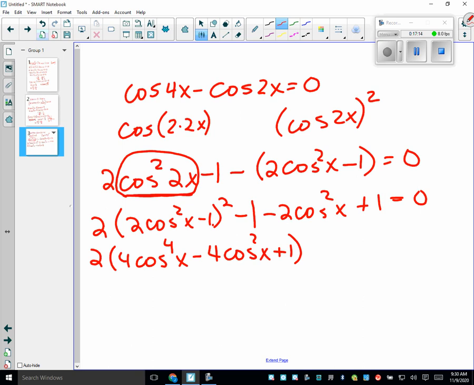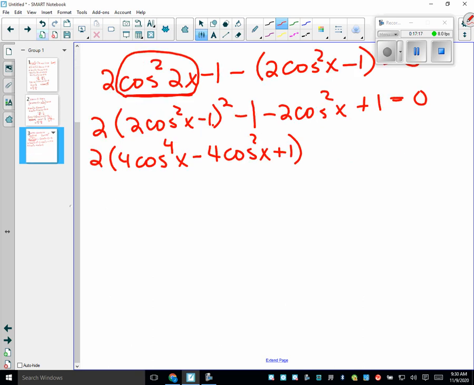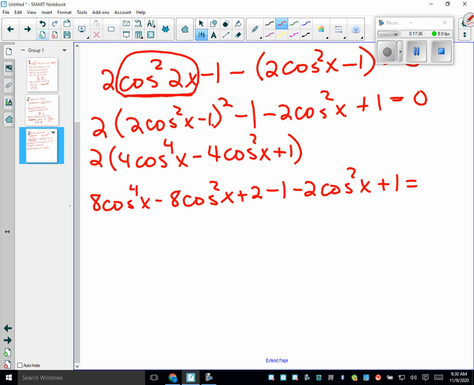So now, I know that I still have all of this. So do I have 8 cosine to the 4th x minus 8 cosine squared x plus 2, minus 1, minus 2 cosine squared x plus 1 equals 0? Where did we get the other negative 1? Oh, that's been up there this whole time. I do not see that. I couldn't see it either.